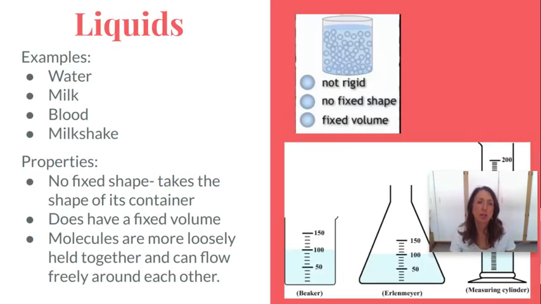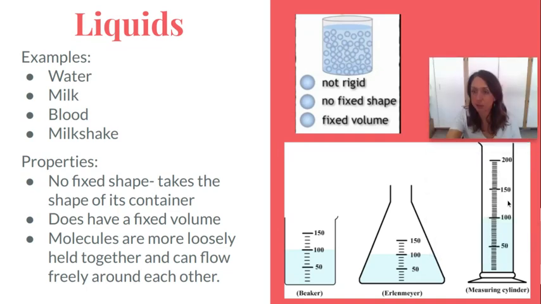So now we're going to talk about liquids. So examples of liquids: water, milk, blood, a milkshake. Those are all common things that you guys, I'm sure, would know are a liquid. But properties of liquid and why they're liquids is what we're going to get into here.